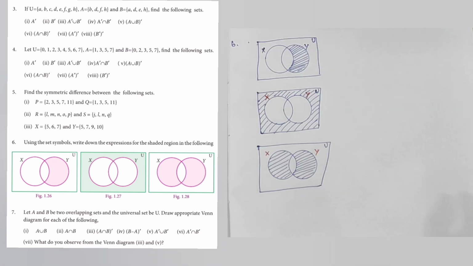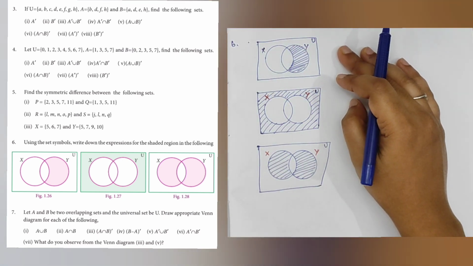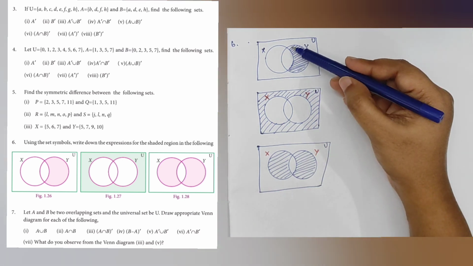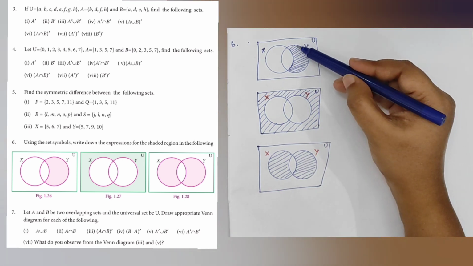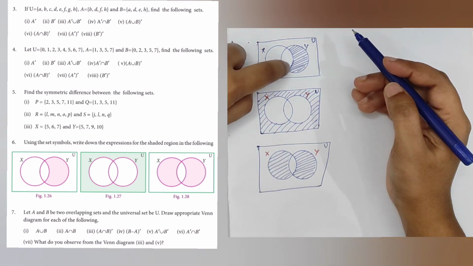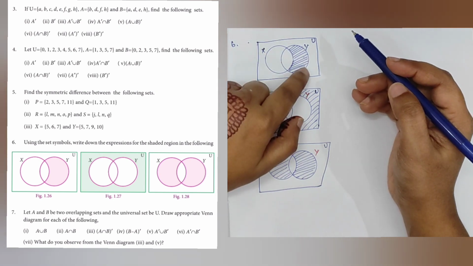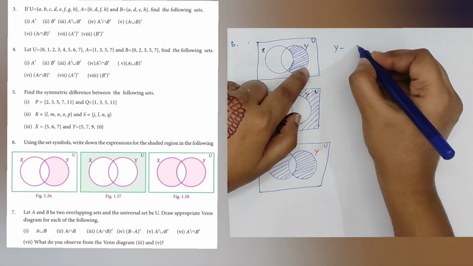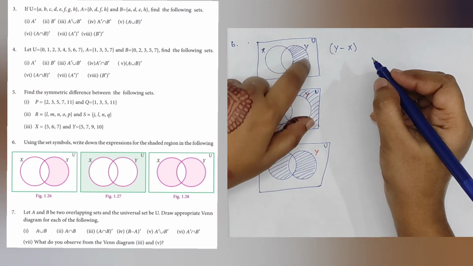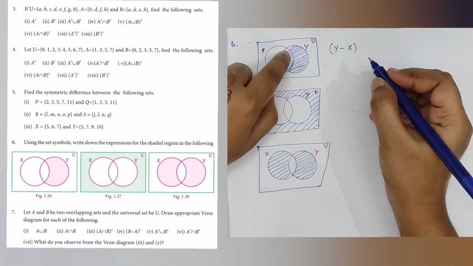Now look at the sixth question. Using the set symbols, write down the expressions for the shaded region in the following. Okay. So here, look at the first Venn diagram. The second circle, that is y, it is shaded, and it is shaded only the part of a region. So here, this is the intersection part, and here, the part of this second circle, it is shaded. It means the answer it is y minus x. Okay. So for y minus x only, we will shade only the part of the second circle. Okay. Excluding the common, that is intersection part.